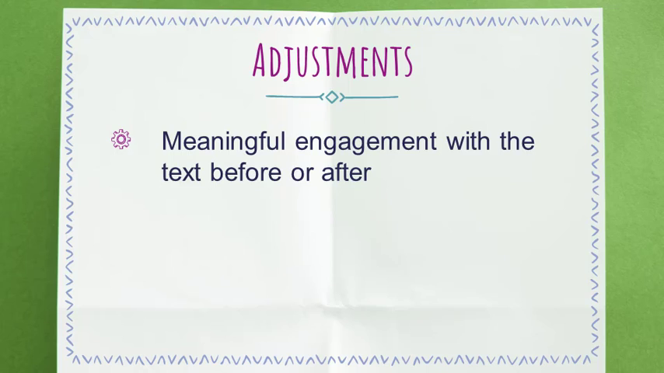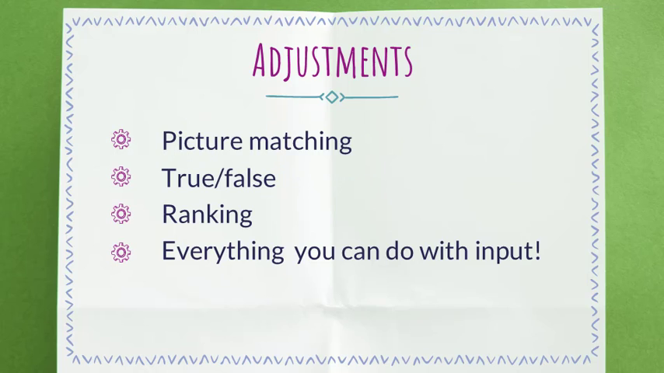The biggest adjustment that I think is very, very important to keep in mind is that the dictation should not be it. The dictation should only be one portion of an activity. We need to incorporate something meaningful to do with the text either before the dictation or after the dictation. What can they do? Well, things like picture matching, true, false, ranking, essentially everything you can do with input.